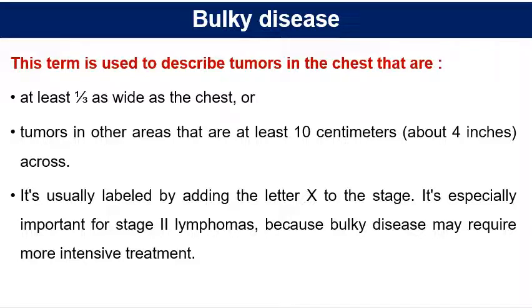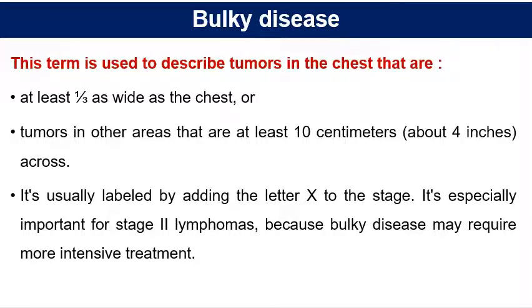One more thing is that it is called bulky disease. What is bulky disease? This term is used to describe tumors in the chest that are at least 1 by 3 as wide as the chest, or tumors in other areas that are at least 10 centimeters across, about 4 inches, the size of the tumor.